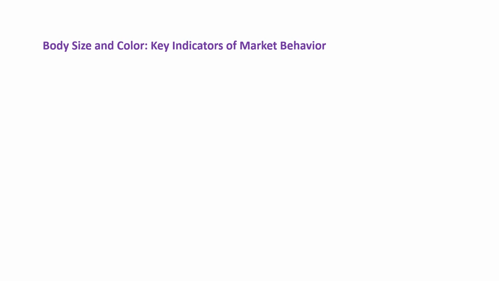Body size and color, key indicators of market behavior. The size and color of a candlestick in financial trading charts can provide valuable information about the market's behavior. The size of the candlestick body can indicate the strength of the buying or selling pressure, with larger bodies indicating stronger momentum. On the other hand, smaller bodies can suggest a lack of conviction from traders. Additionally, the color of the candlestick body can reveal the direction of the price movement.